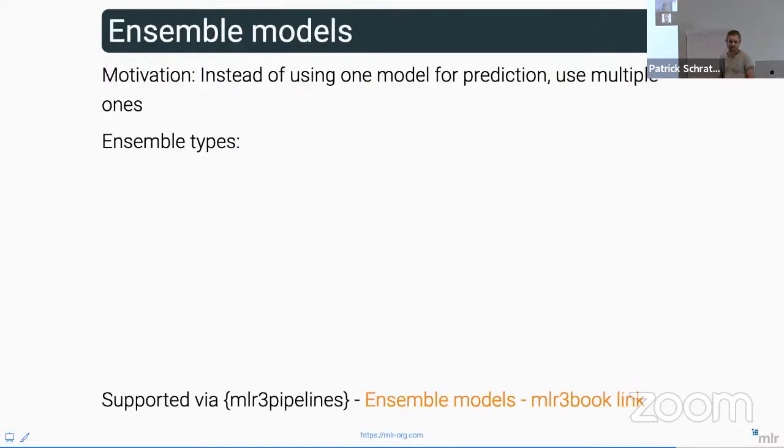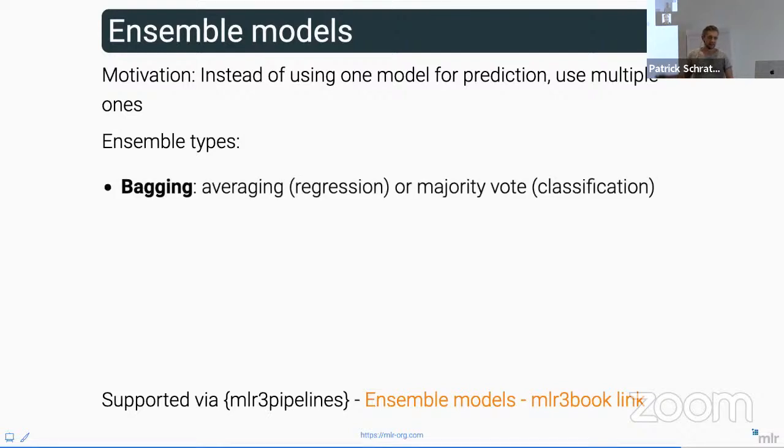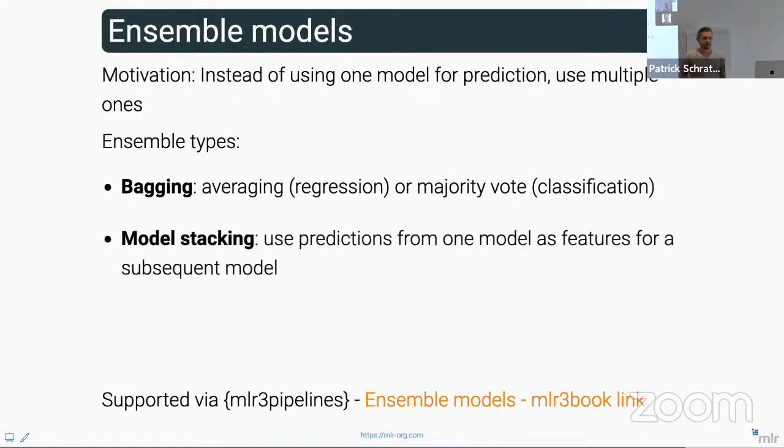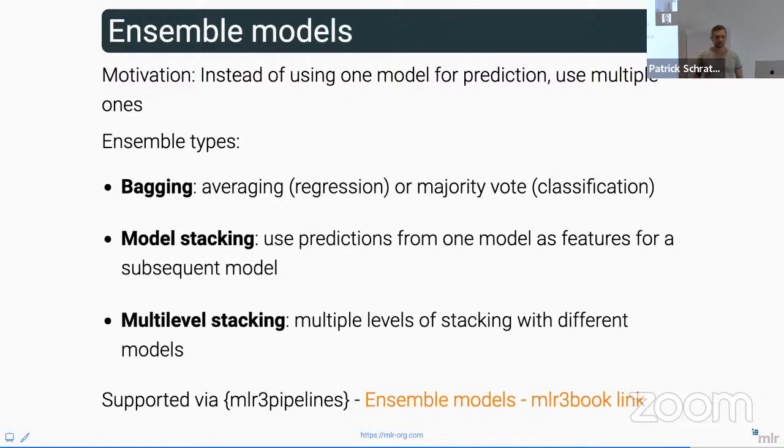Okay, ensemble models. I briefly talked about this at the beginning, next to parallelization, but now let's have a bit more overview. There are different ensemble types of how you can combine multiple models when you do a prediction. There's bagging, there's model stacking, and there's multi-level stacking. So what are the differences? When you use bagging, this is an averaging approach, or in the case of classification, a majority vote.